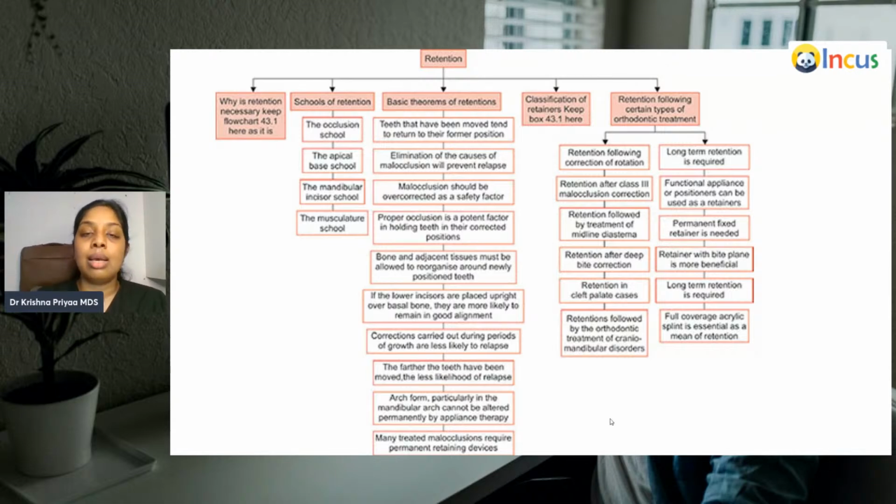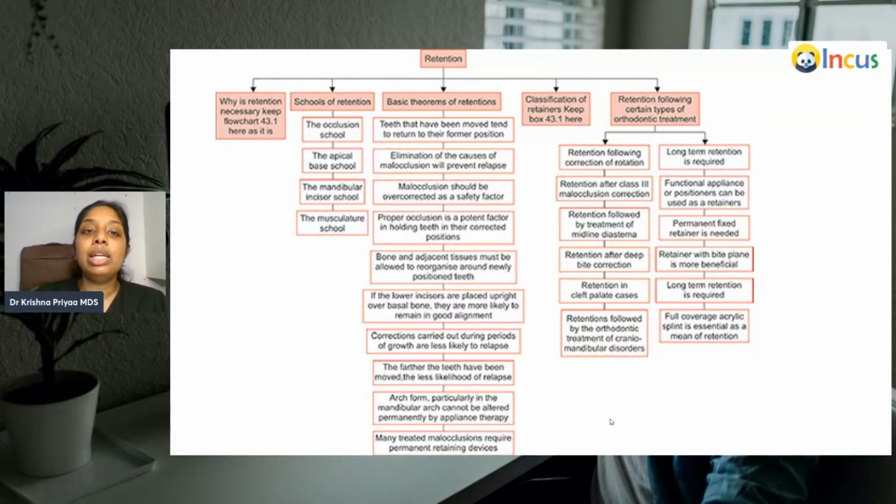You should remember this because, though the name is familiar and ideologically points towards the direction of the school, you should still know which school provides what. The occlusal school is about occlusion, the apical base school is about the apical base system, the mandibular incisor school is about the position of the lower incisor, and the musculature school is about the muscles involved in the occlusion. So I think the schools of retention are clear.